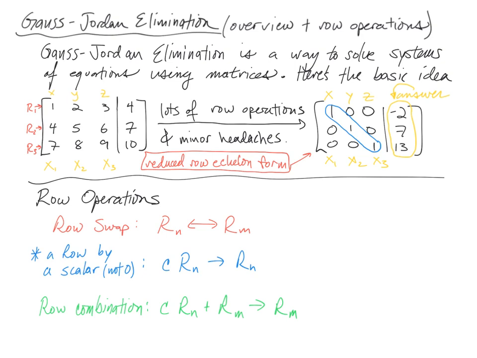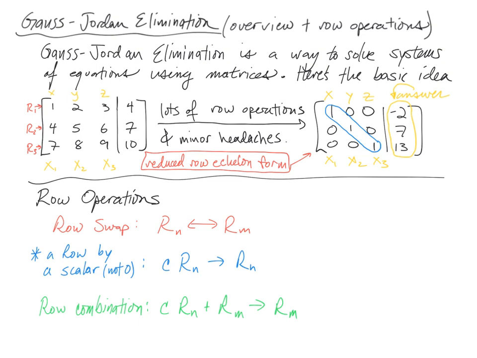So what are the row operations we use to get there? We have 3 different row operations. We can do a row swap, which means we just switch around 2 rows. Like I could swap row 3 and row 1 right now. And the bottom row would become 1, 2, 3, 4, and the top row would become 7, 8, 9, 10. We can multiply a row by a scalar as long as it's not 0. So I can multiply row 2 by 4 if I want, and it would become 16, 20, 24, and 28. And that's just something we can do.